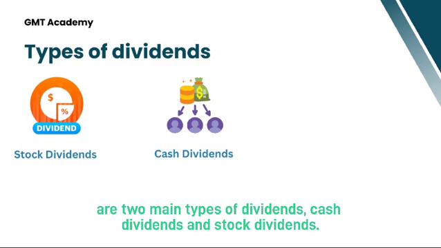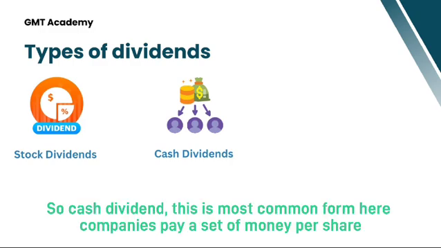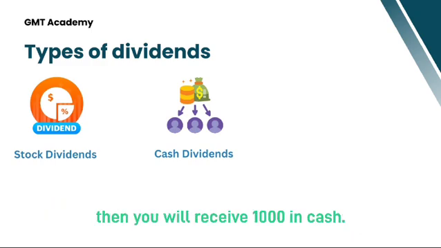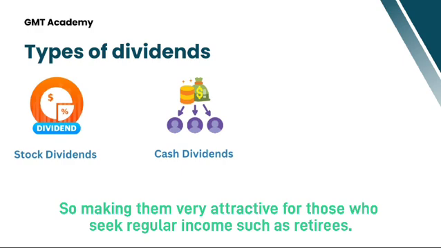So there are two main types of dividend: cash dividend and stock dividend. Let's break them down. Cash dividend is the most common form. Here companies pay a set amount of money per share to shareholders. For example, if a company declares a 10 rupees dividend per share and you own 100 shares, then you will receive 1000 in cash. The important thing to note is that cash dividends provide direct income to investors, making them very attractive for those who seek regular income, such as retirees.